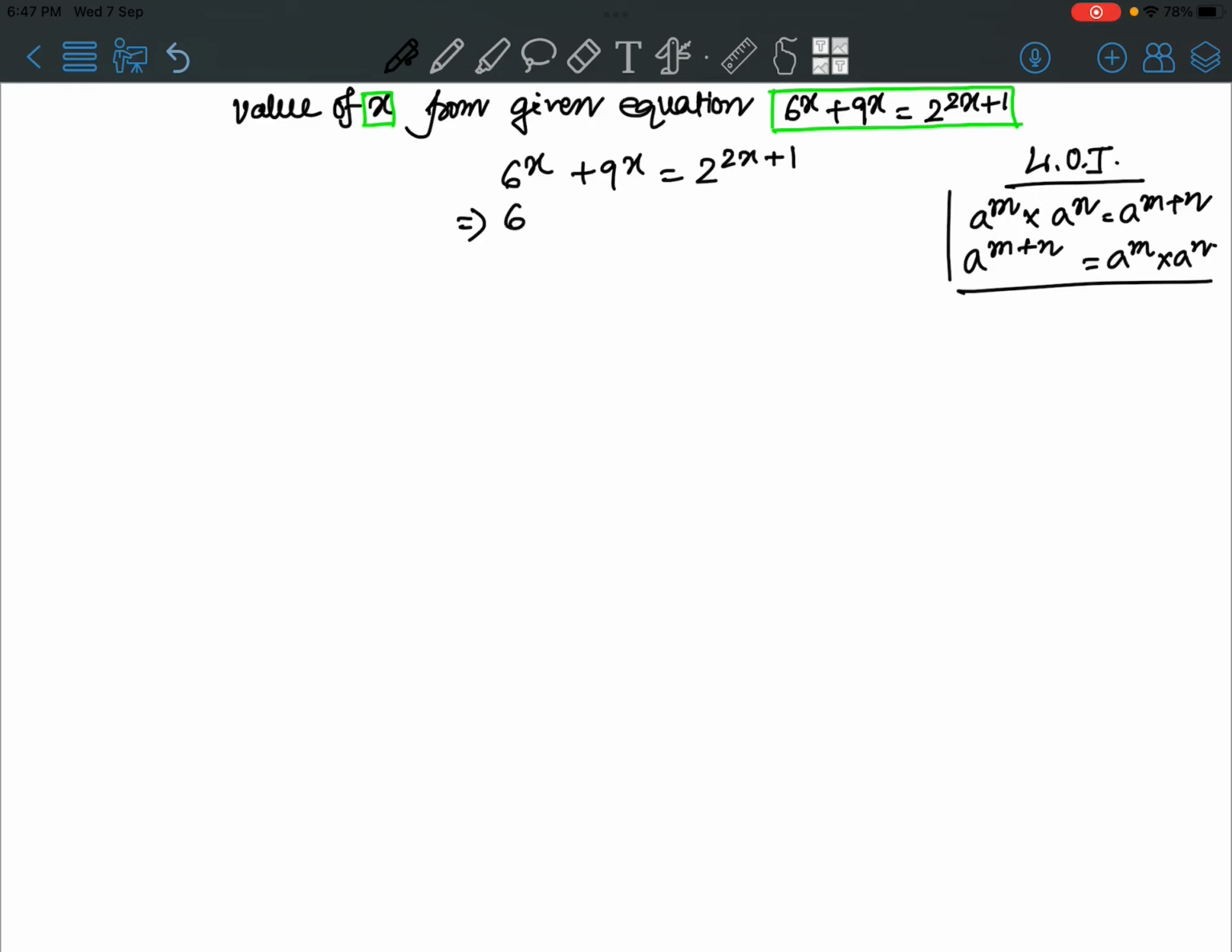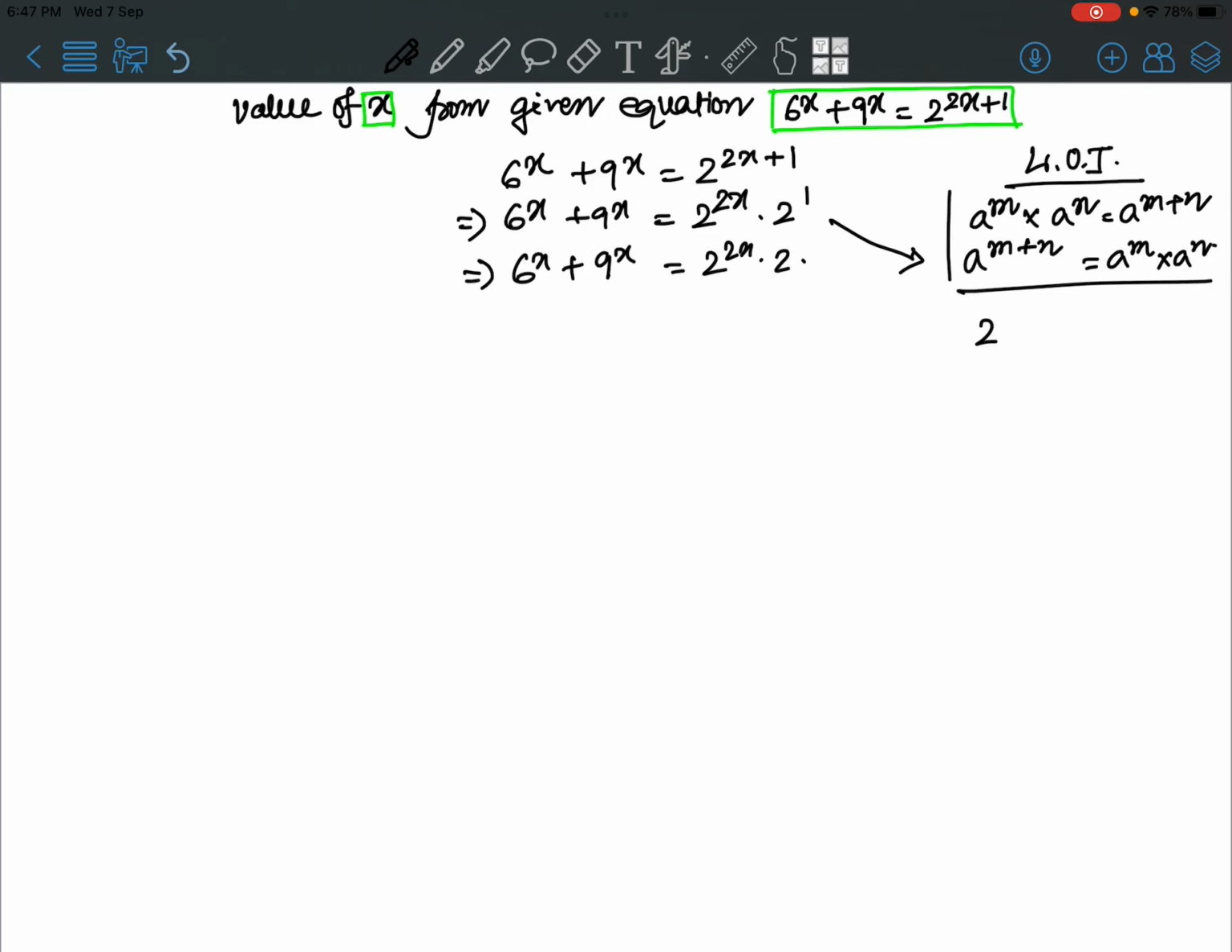Now we can write 6 to the power x plus 9 to the power x equals 2 to the power 2x into 2 to the power 1 by applying this formula. So we can write it as 6 to the power x plus 9 to the power x equals 2 to the power 2x into 2, because 2 to the power 1 equals 2.